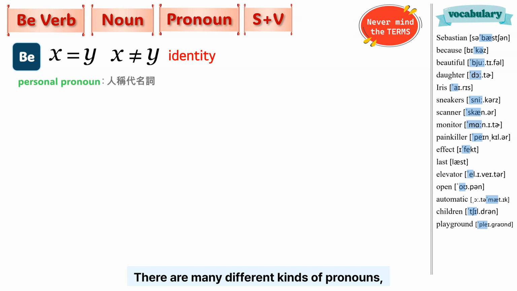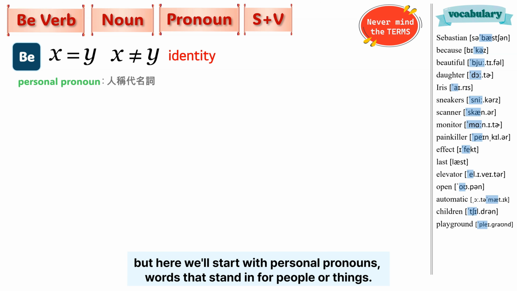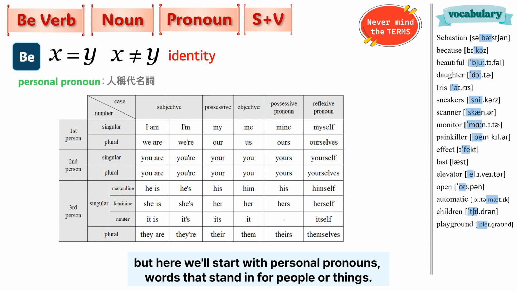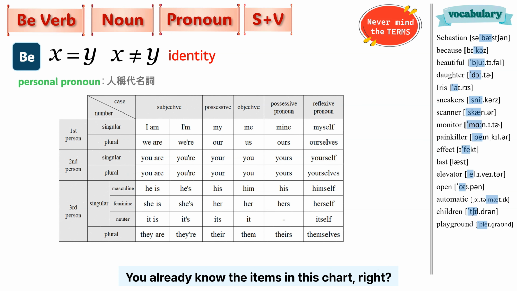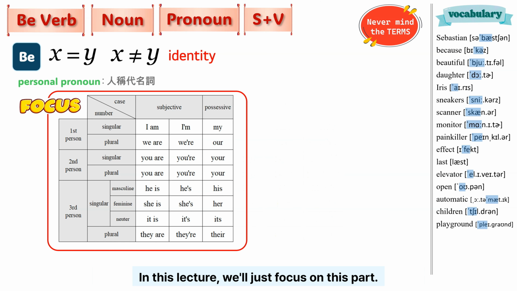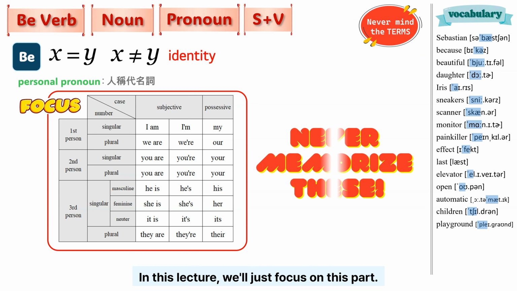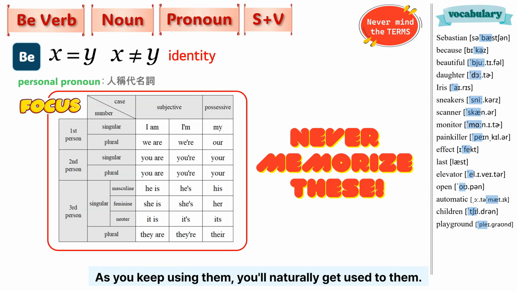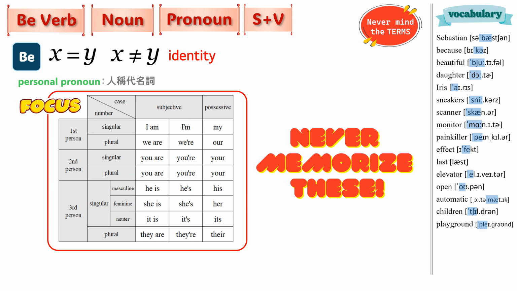There are many different kinds of pronouns, but here we'll start with personal pronouns, words that stand in for people or things. You already know the items in this chart, right? So don't worry about the heavy grammar terms for now. In this lecture, we'll just focus on this part. And remember, don't try to memorize them. As you keep using them, you'll naturally get used to them.